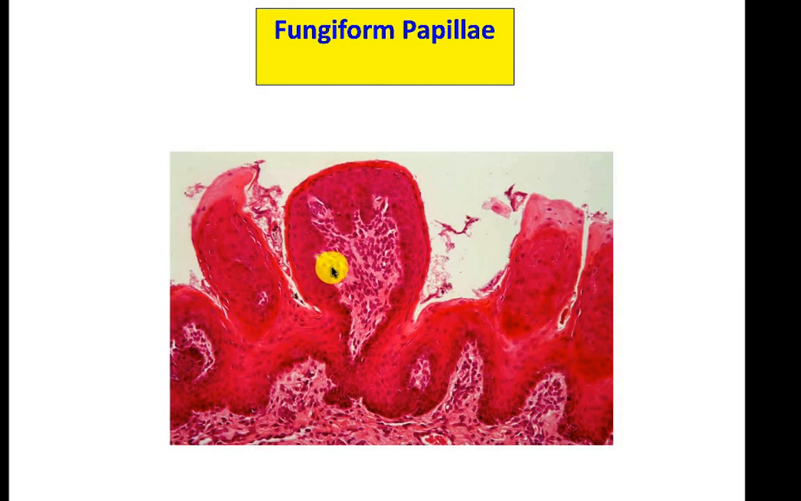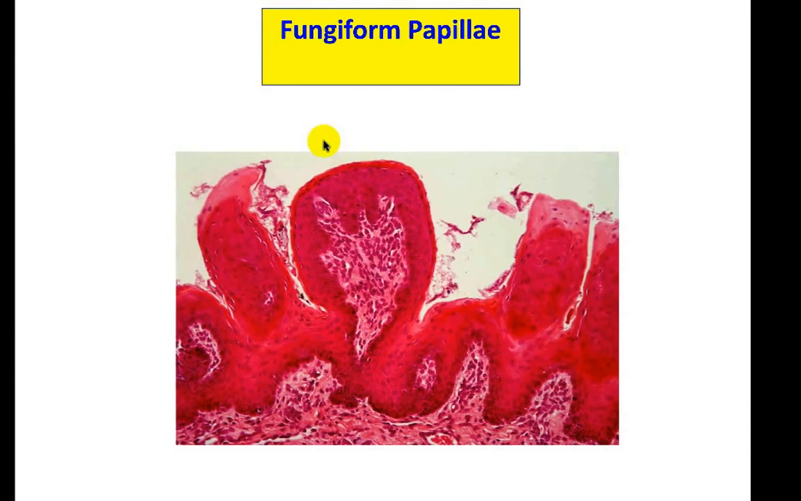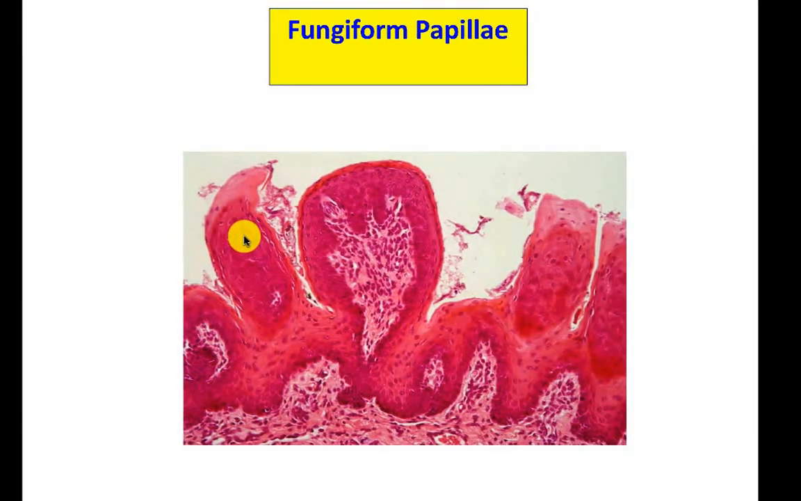Here you can see some taste buds, and the most important feature, which is not so evident in this picture, is the presence of some blood vessels, making this papilla red in color. Blood vessels are relatively more numerous compared to the filiform, giving the fungiform papilla a reddish color, while the filiform is whitish in color.